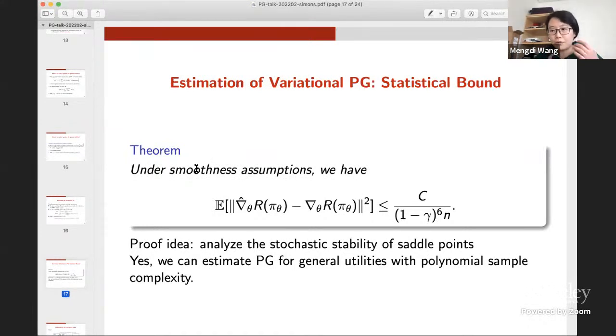Okay, so the short story is, yes, indeed, when we no longer have value function or Bellman equation, we actually can still write down the formula for policy gradient. And we can still estimate the policy gradient by stochastic min-max optimization. And one can prove statistical error bounds that are polynomial and tractable.